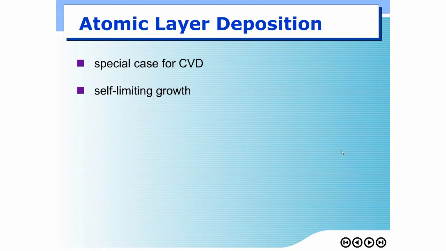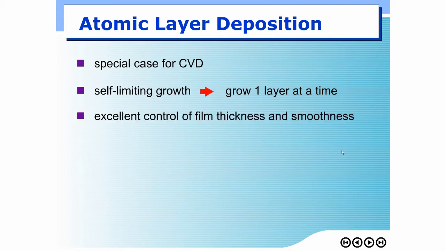On the other hand, this technique was designed to control the thickness to a precise number, because the concept of this technique is self-limiting growth. So it grows one atomic layer at a time. So if you want a certain thickness, you can calculate how many times of deposition you need. As I said, the film would be precisely controlled to the thickness that you want, as well as the control of the smoothness of the film.